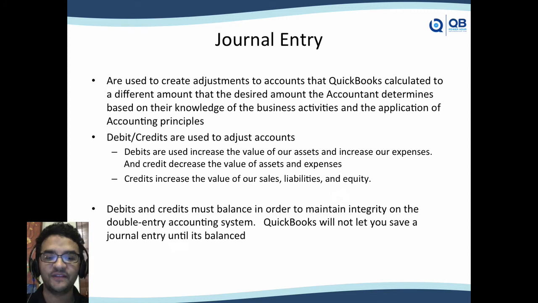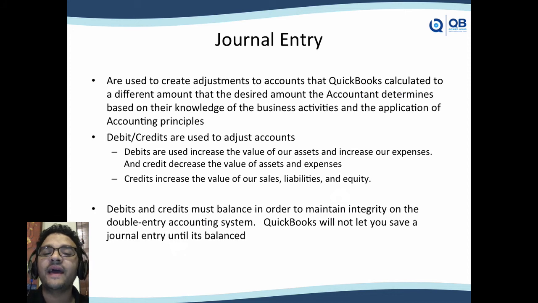So now that we know, based on the type of account that we're dealing with, what's a debit and what's a credit, let's talk about what a journal entry is. A journal entry is when we need to make an adjustment to the value of an account because QuickBooks didn't calculate the desired amount that we were looking for, or what the accountant was looking for, in order to apply all the accounting principles we spoke about and apply the best knowledge about the business and give the right value into one of the accounts on the balance sheet that's different than what QuickBooks is giving you, and requires the accountant or somebody that understands these concepts to adjust it.